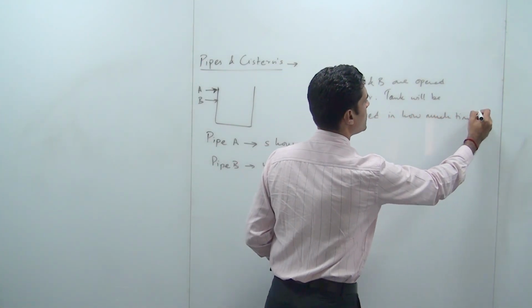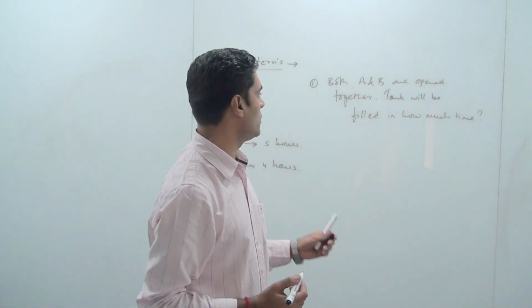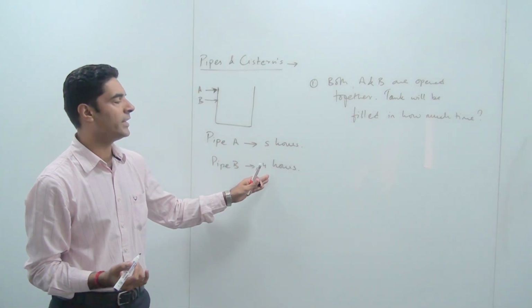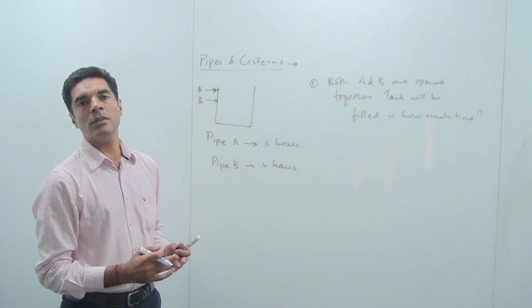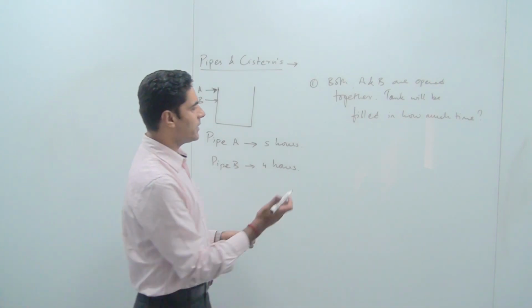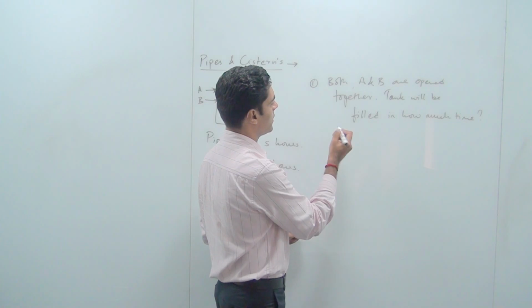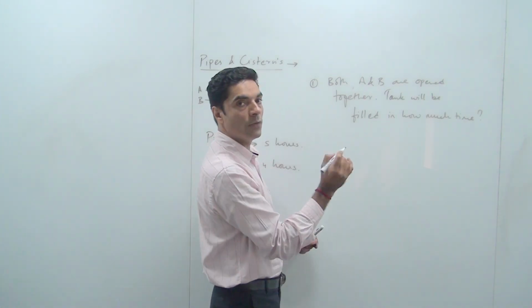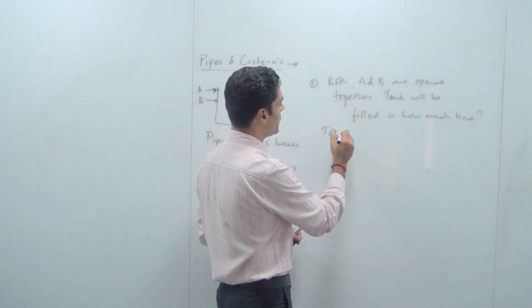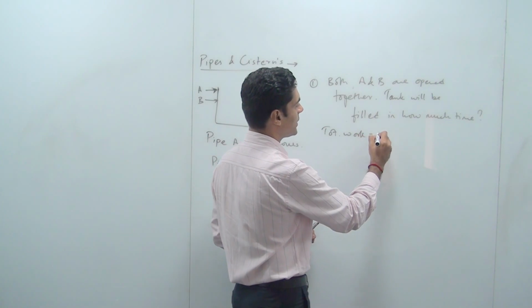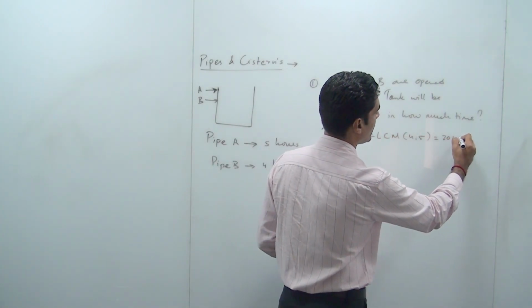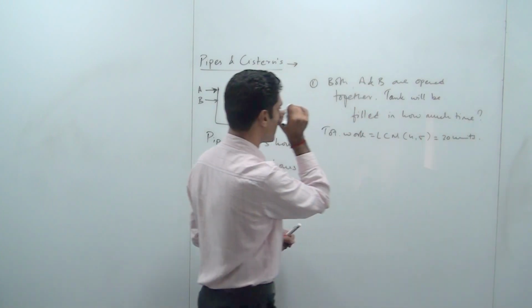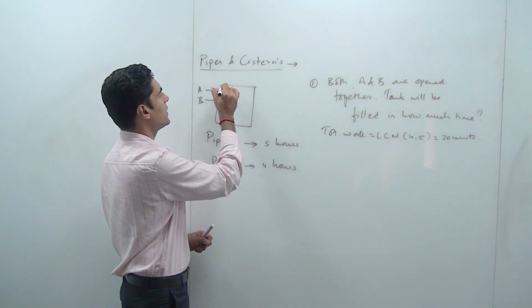Now it is very similar to saying that there are two guys A and B. A can do some work in 5 hours and B can do the same work in 4 hours working alone. So working together they will be able to do the job in how much time? So fine. So as I told you that I will prefer doing it with total work. So you can assume that total work is nothing but least common multiple of 4 and 5, which comes out to be equal to 20 units. So you can assume that the capacity of this tank is 20 units.